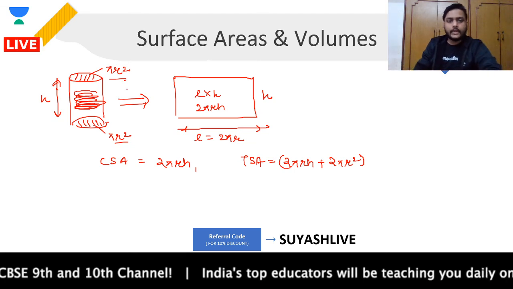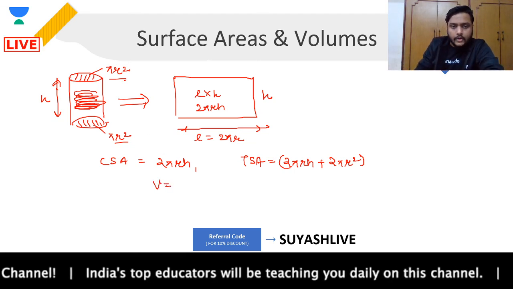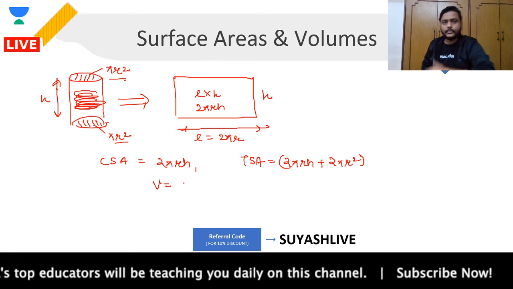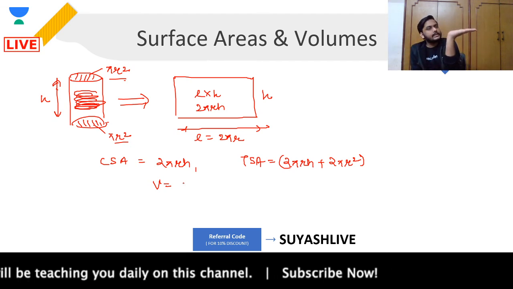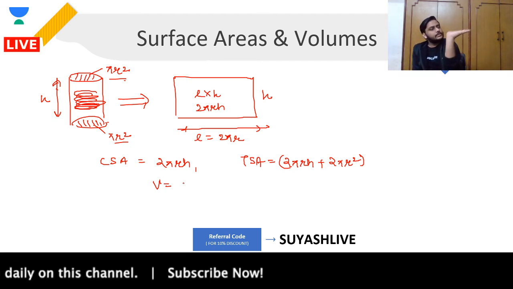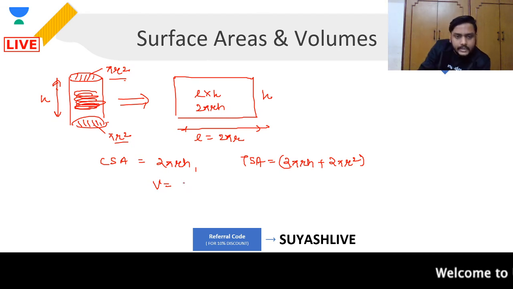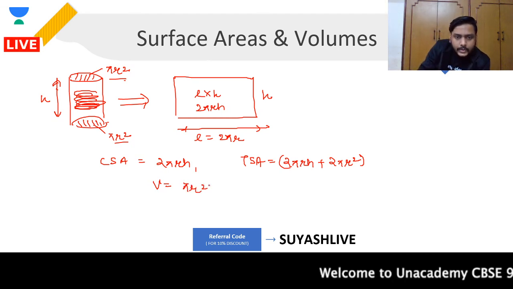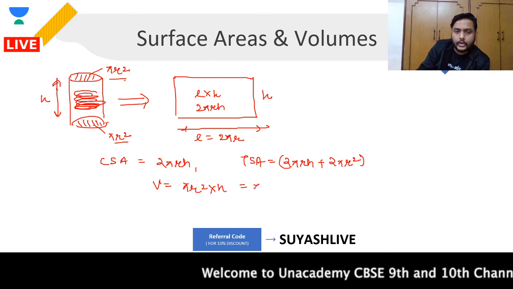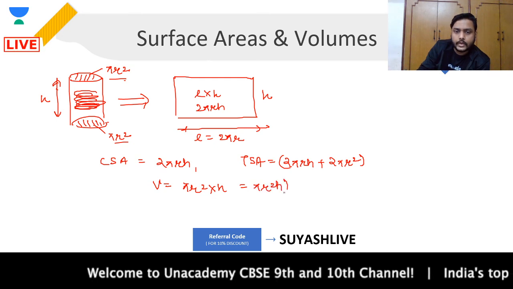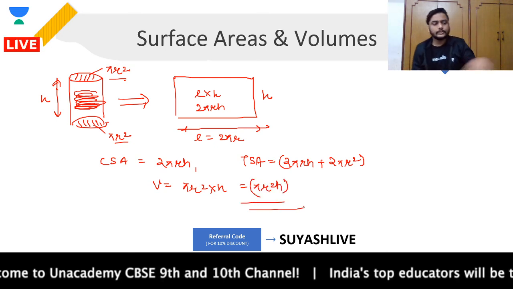In the same way, if I want to talk about the volume of my cylinder, that will be what? Understand? Area of the base. Volume is base area into height. So base area is nothing but pi r square and height is h. So volume will be pi r square h. How many of you got this?